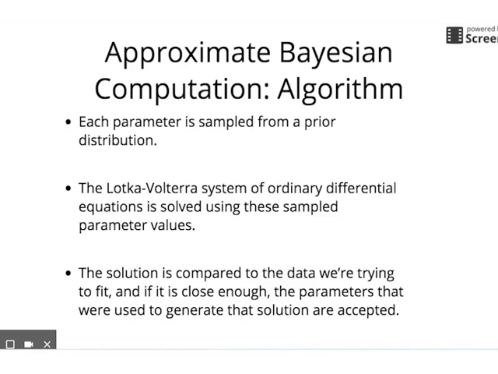Each parameter is sampled from a prior distribution that we chose to be normal or Cauchy. Then the Lotka-Volterra system of ordinary differential equations is solved using these sampled parameter values. The solution is then compared to the data we're trying to fit, and if it's close enough, the parameters that were used to generate that solution are accepted. This step exempts us from using a likelihood function, which can be costly to evaluate.